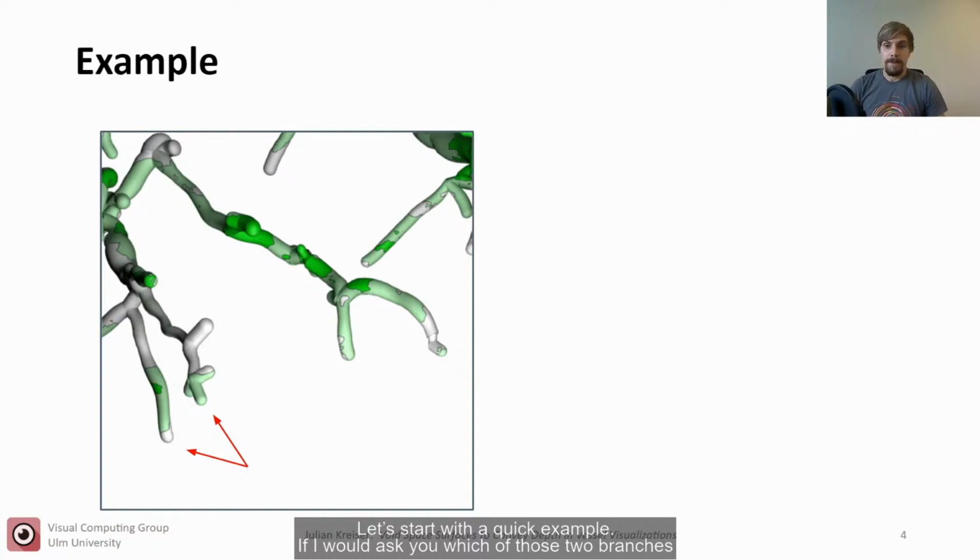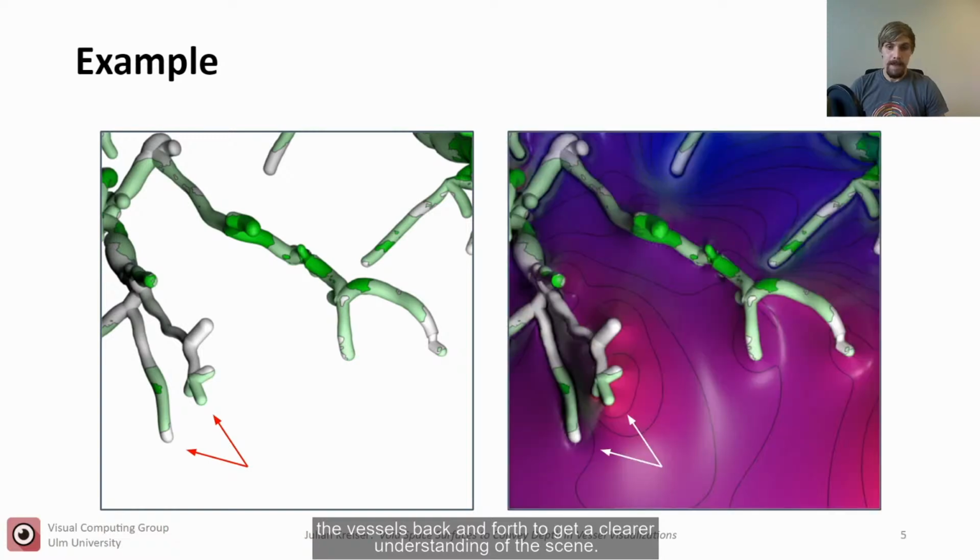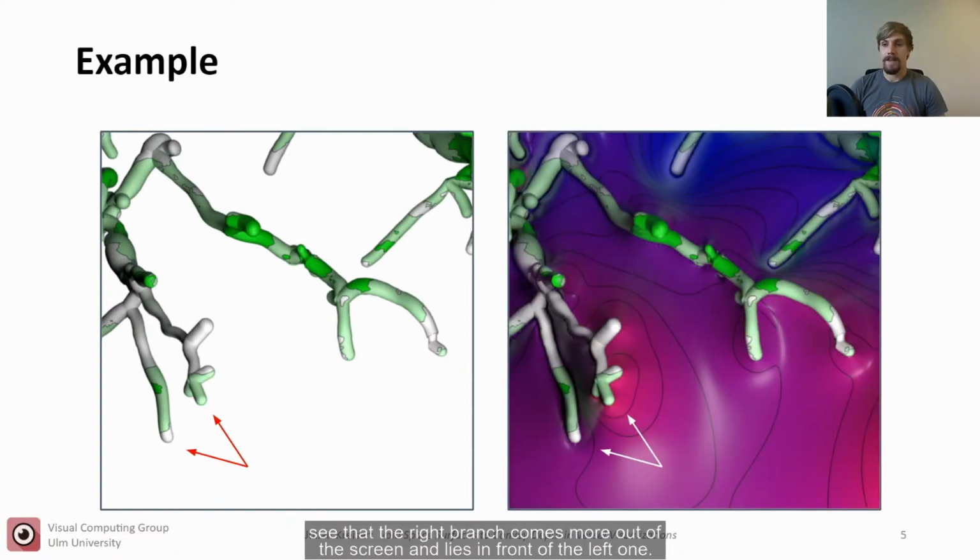Let's start with a quick example. If I would ask you which of those two branches is in front of the other, your answer would probably involve some guesswork or tracing the vessels back and forth to get a clearer understanding of the scene. However, when we put our void space surface in the background of the image, you can clearly see that the right branch comes more out of the screen and lies in front of the left one.